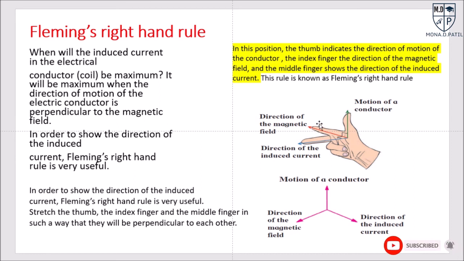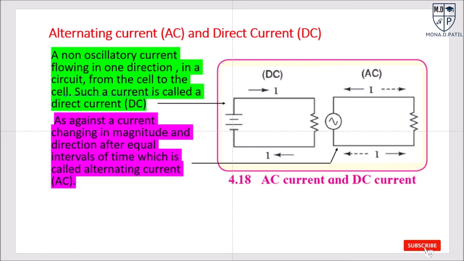Index finger shows the direction of the magnetic field and the middle finger is the direction of the induced current. Okay. So here this can be shown with the simple diagram: motion of conductor, direction of magnetic field and direction of the induced current. Okay. Now here, alternating current and direct current.